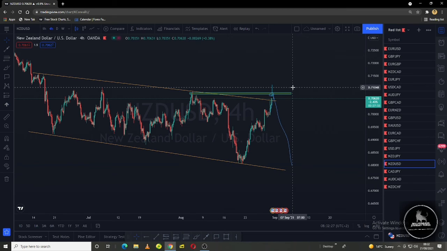If you are trading with the trend lines, also consider the structure, because it plays a very, very important role on how the market moves.